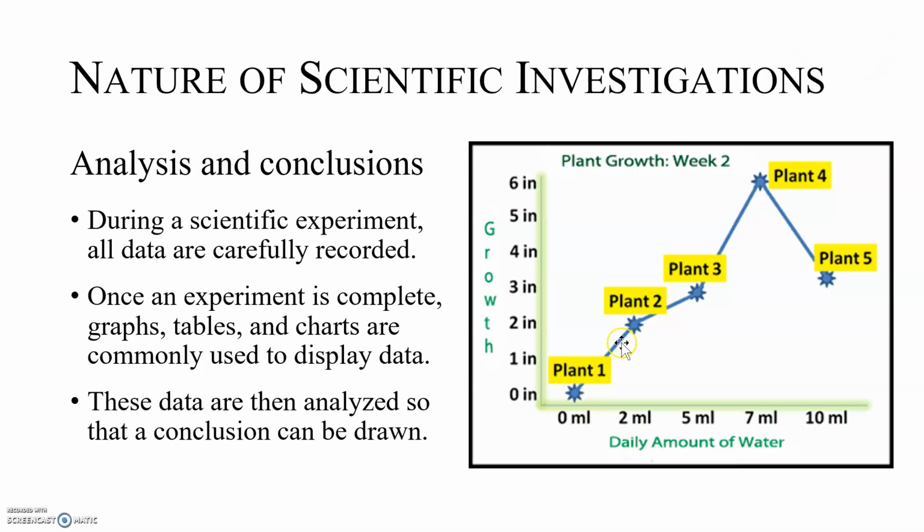In plant 1, we added 0 milliliters. In plant 2, we added 2. Plant 3, 5, then 7, then 10, etc. That's what we did. That's our independent variable. Our dependent variable is what the plant did in response to what we did. So we added the water, the plant did the growth.